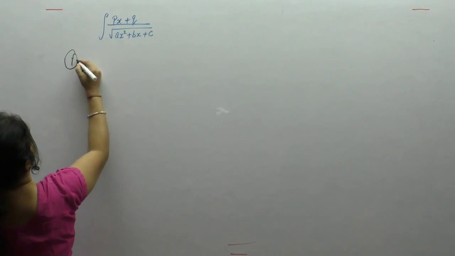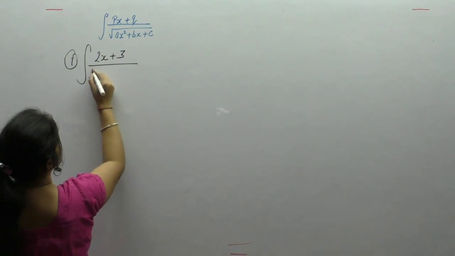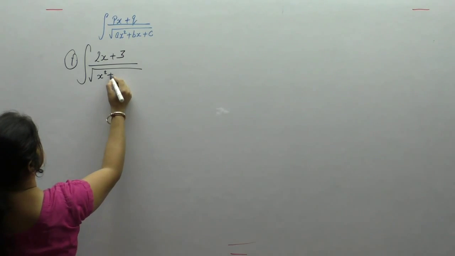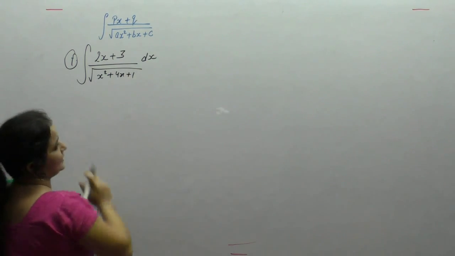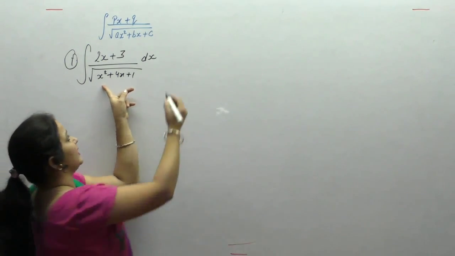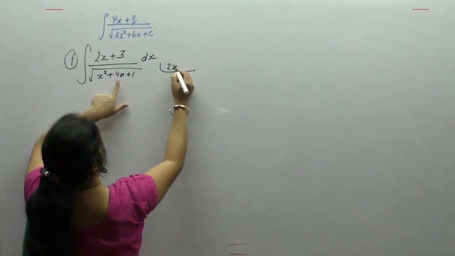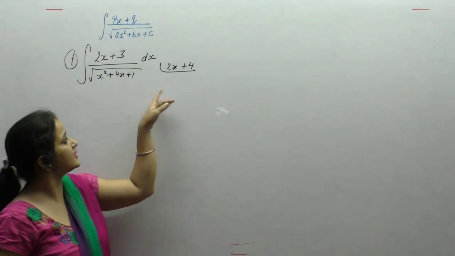Integral of 2x plus 3 upon square root of x square plus 4x plus 1. First we will complete the derivative of the denominator. Derivative of x square is 2x, derivative of 4x is 4, and derivative of the constant term is 0.